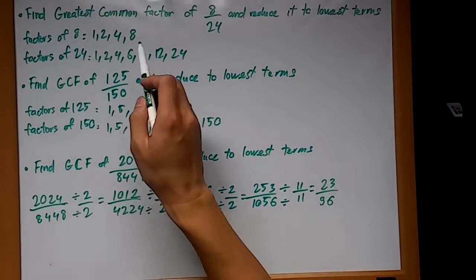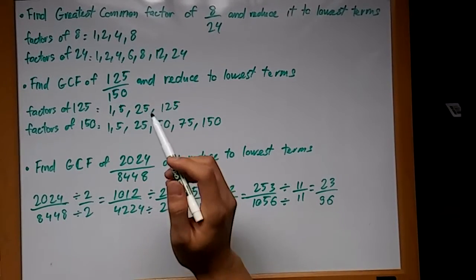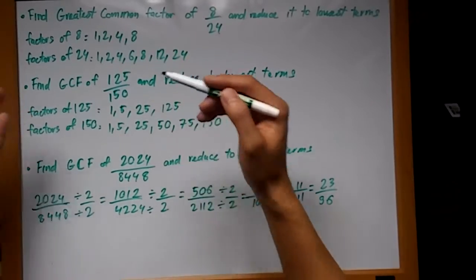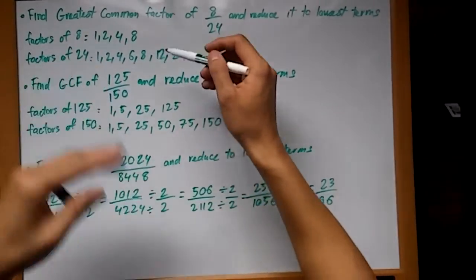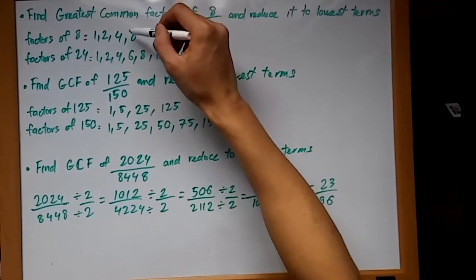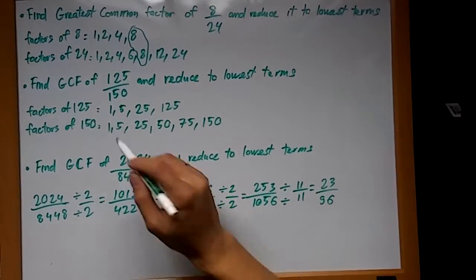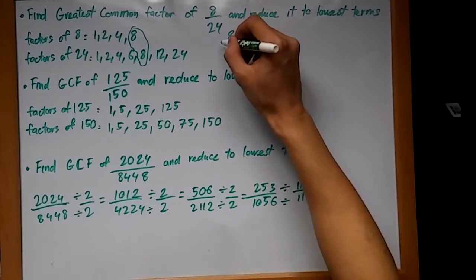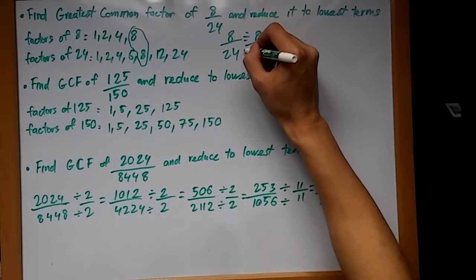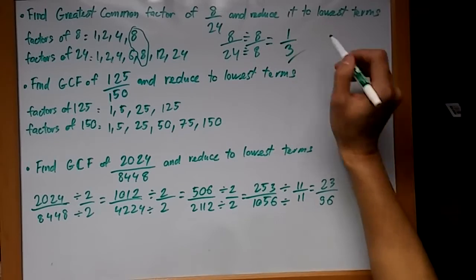And to find the greatest common factor, you basically go through both lists and pick the biggest number that matches in both lists. So that number for this list is 8, and that is our greatest common factor. And to check that, you just simply divide both the numerator and the denominator by 8, and you should get our lowest terms.